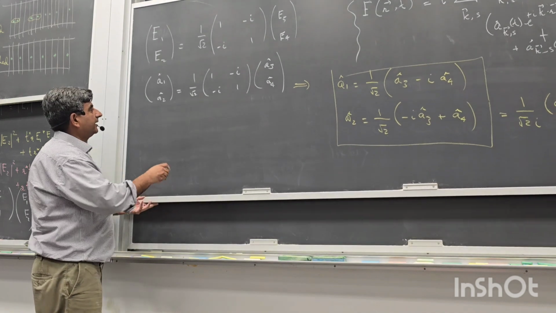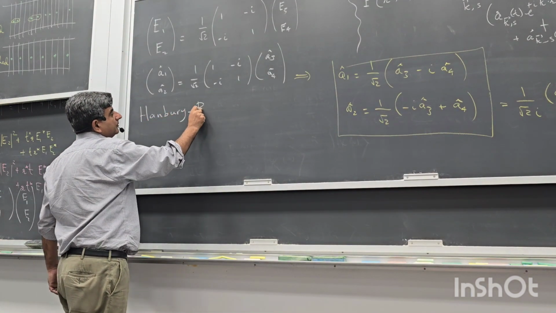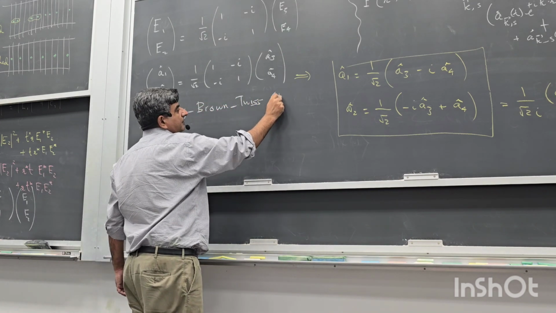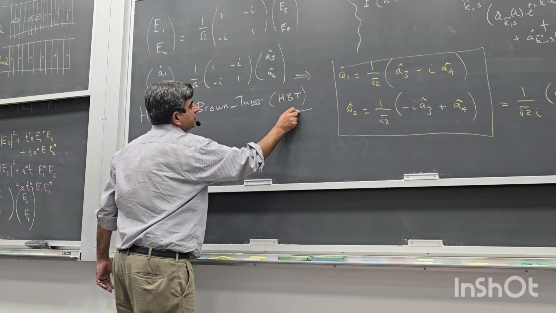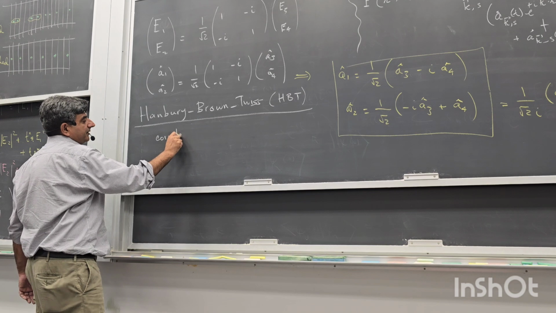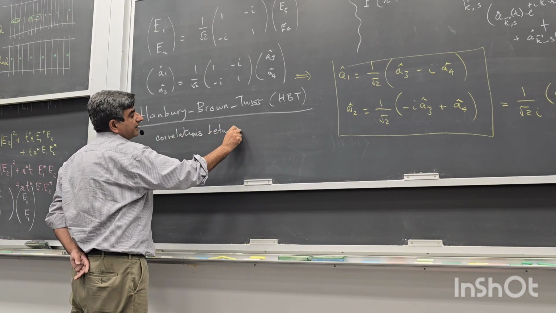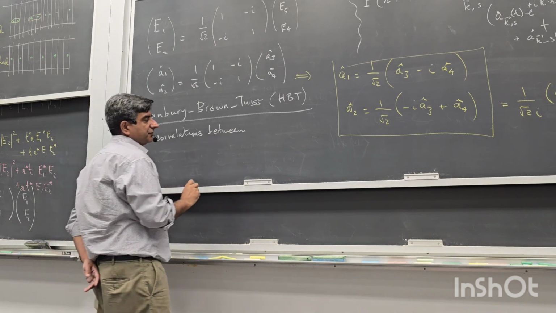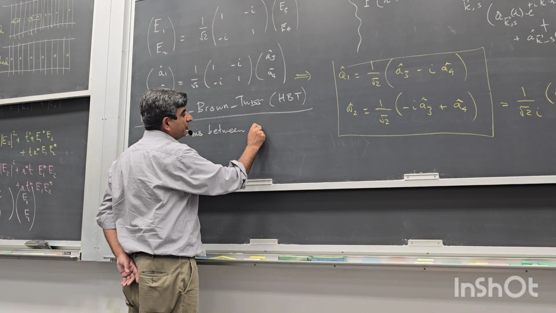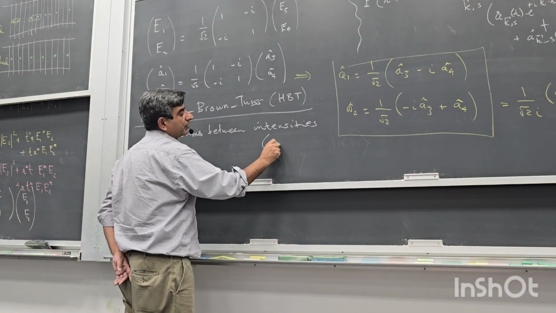So this kind of experiment is called a Hanbury Brown-Twiss experiment, HBT, which really looks at the correlations between intensities. Correlations between intensities. In the next lecture, we'll define the second order correlation function that precisely gives a number to this correlation, like an autocorrelation function. So we'll look at the correlation between intensities or photon counts.